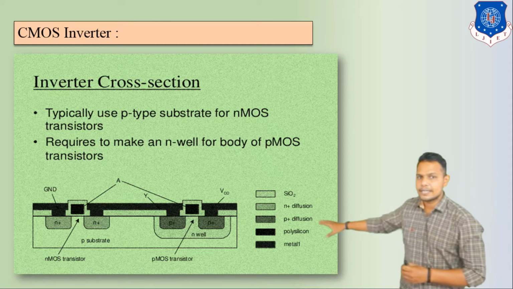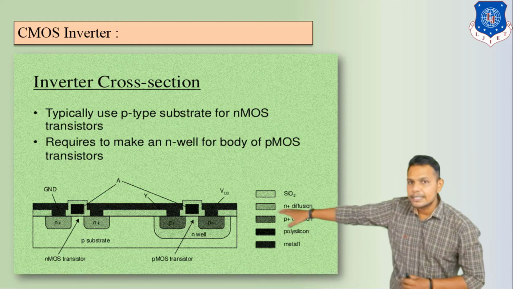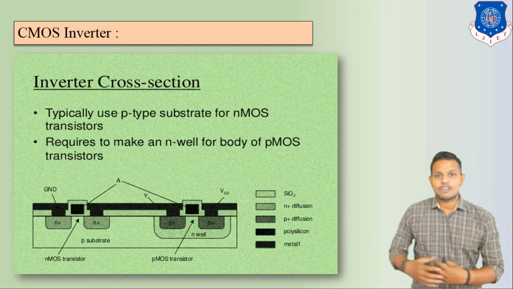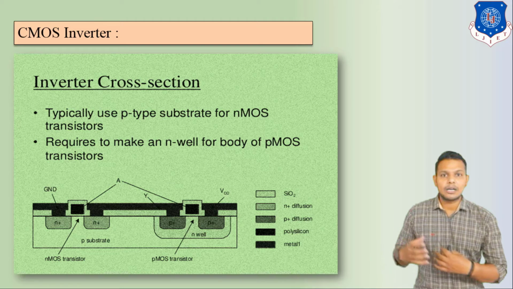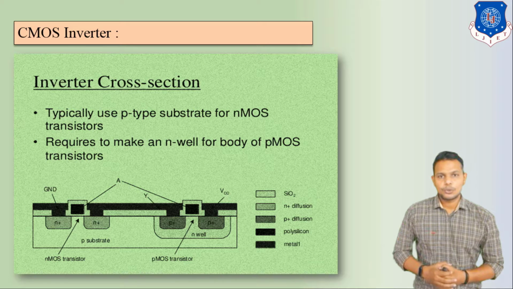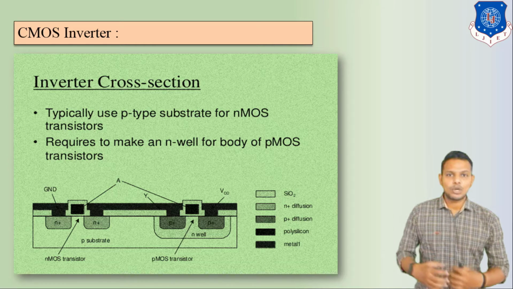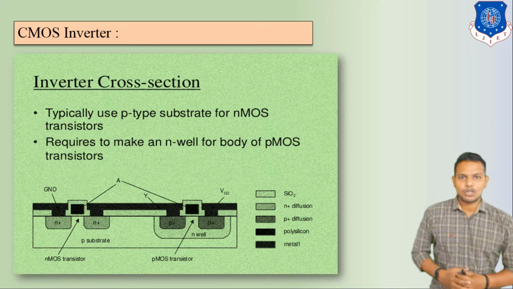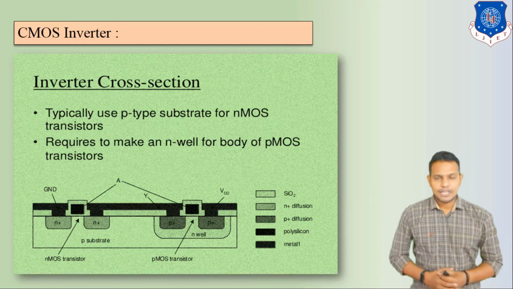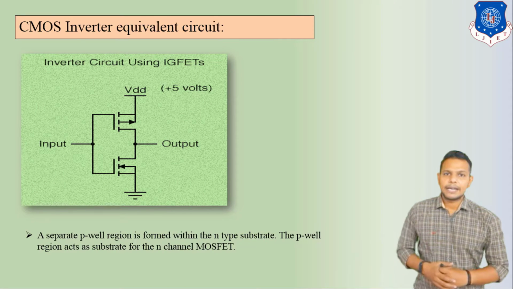Here we can see the PMOS transistor, and there we can see the NMOS transistor. The PMOS transistor and NMOS transistor are basically the P channel E-MOSFET and N channel E-MOSFET. We have already discussed the N channel enhancement MOSFET and P channel enhancement MOSFET. We are going to use three different cases in this CMOS inverter. Now this is the equivalent circuit of the CMOS inverter.